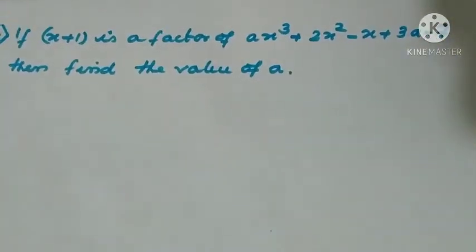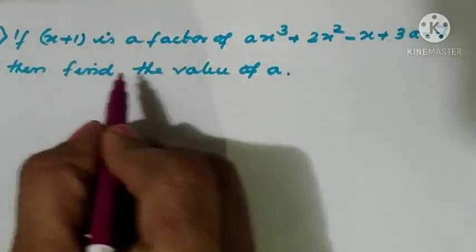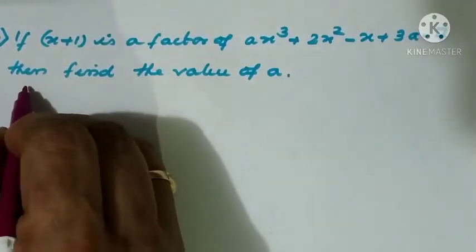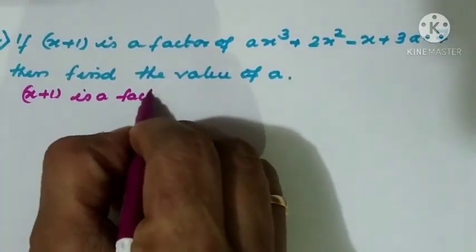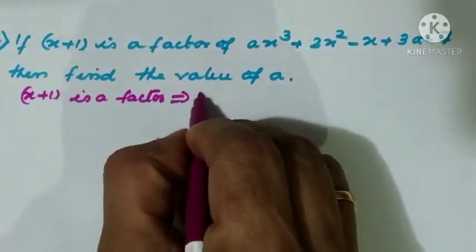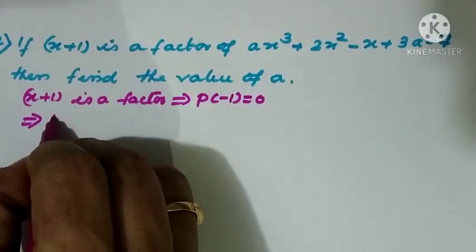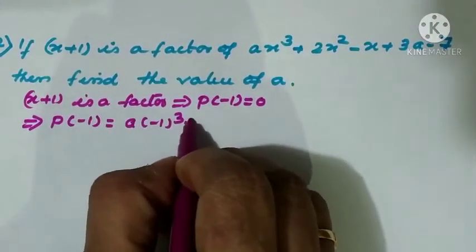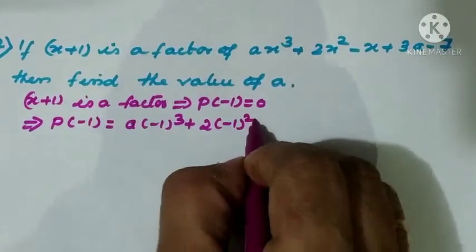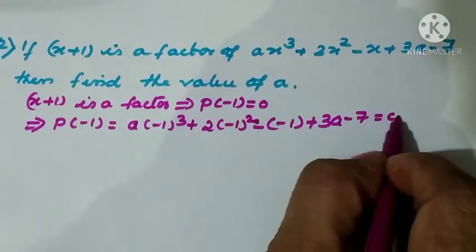If x plus 1 is a factor of ax cube plus 2x square minus x plus 3a minus 7, then find the value of a. So here x plus 1 is a factor. Therefore, we can write: x plus 1 is a factor implies p of minus 1 equal to 0. So p of minus 1 equals a into minus 1 cube plus 2 into minus 1 square minus of minus 1 plus 3a minus 7 equal to 0.